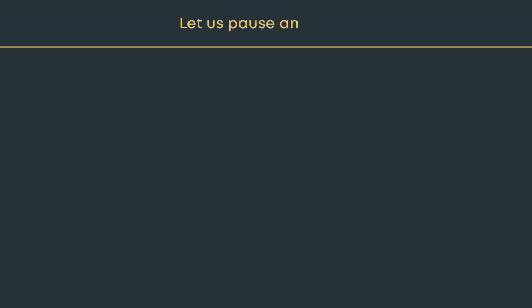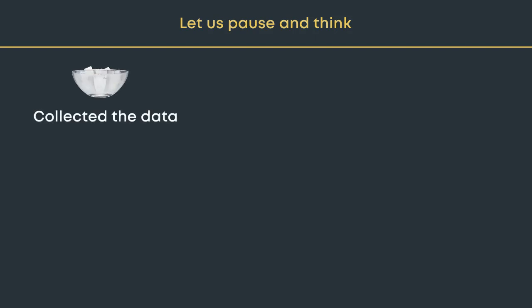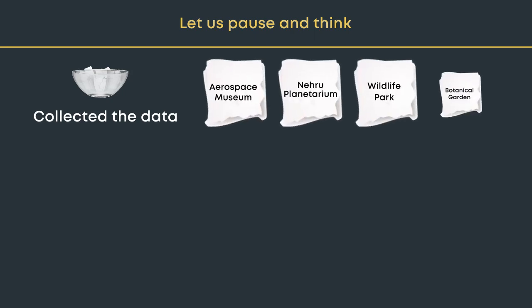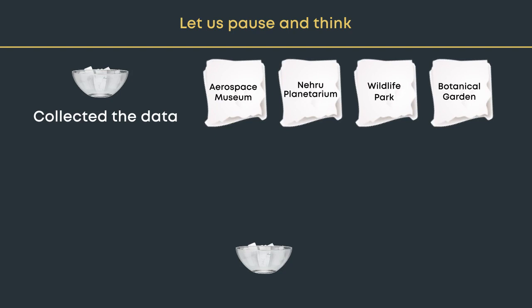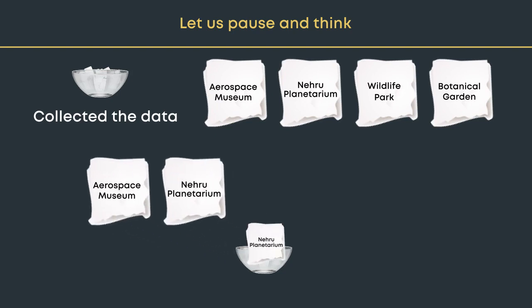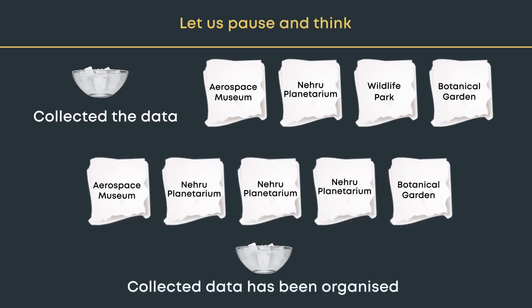Let us pause and think. What do you understand so far? Here, they have collected the data of who wants to visit which place. When the data is not organized, it is called raw data. To decide which place to visit, the collected data has been organized.